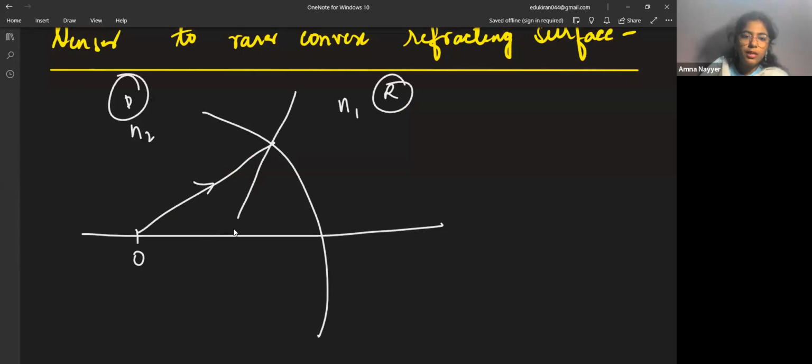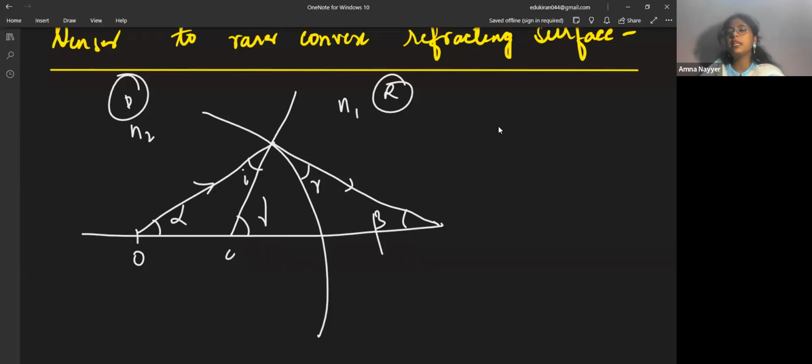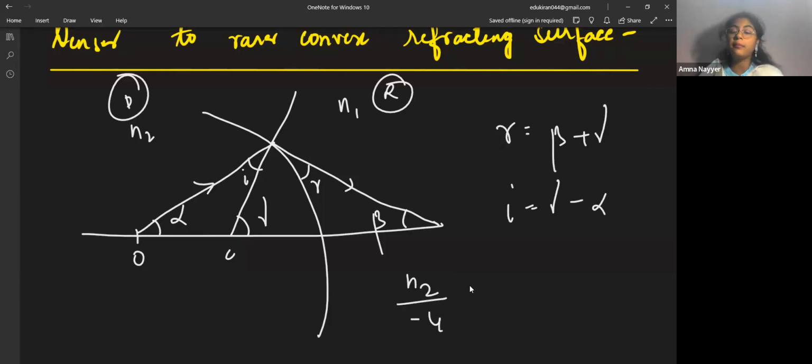Again, I'll drop a normal with the center of curvature. So this becomes the angle of incidence, and then refraction will occur over here, so this will become the angle of refraction. Take this as alpha, this as beta, and this as gamma. This will be your object distance. Drop a perpendicular here also. Same thing. R will be equal to beta plus gamma and I will be equal to gamma minus alpha. That's it.